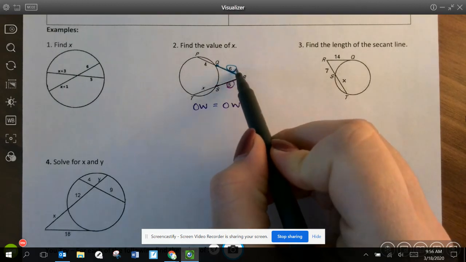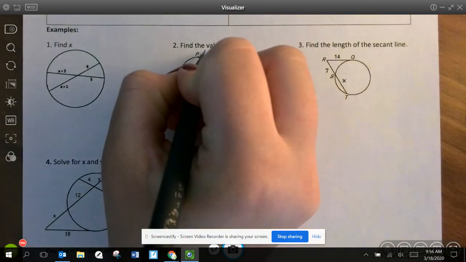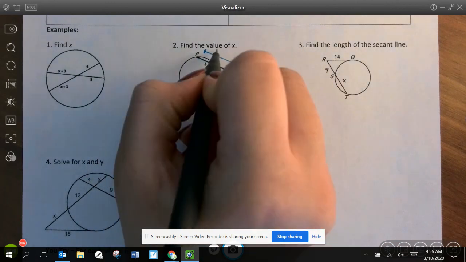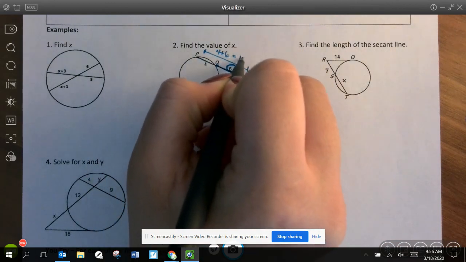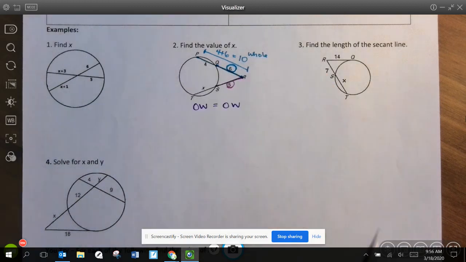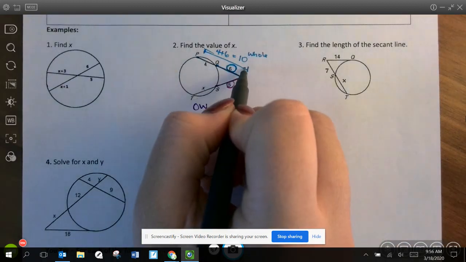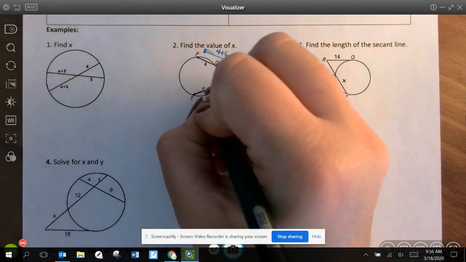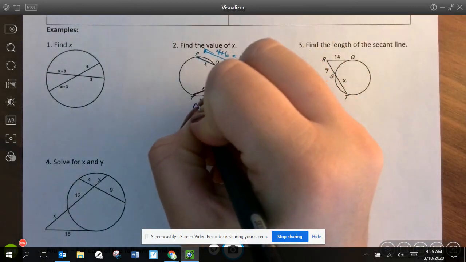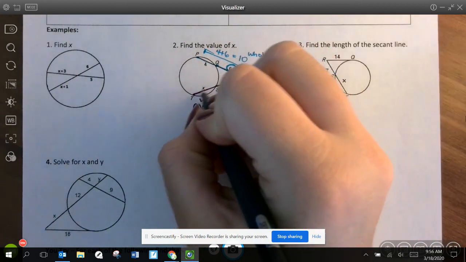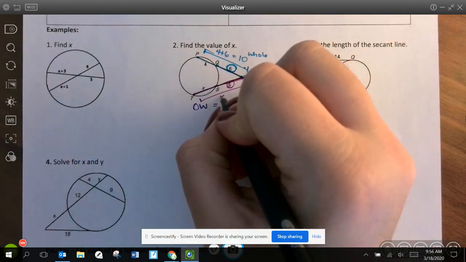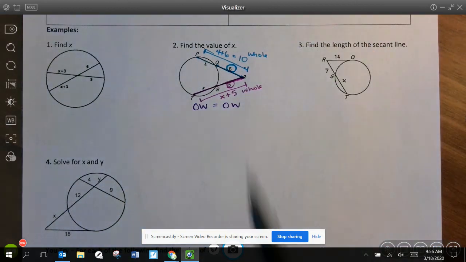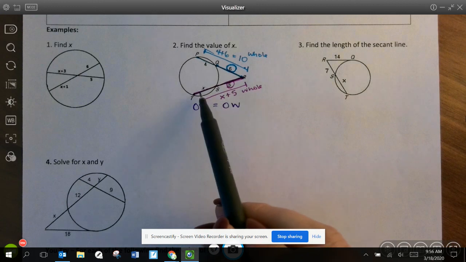We know that 6 is on the outside, but what is the whole thing? Well, it's going to be 4 plus 6, which is 10. So 10 is my whole segment there. If I look at this whole segment, it's an x and a 5. So x plus 5 is my whole segment there. Inside plus outside, x plus 5.